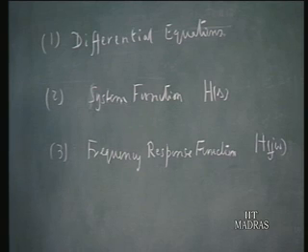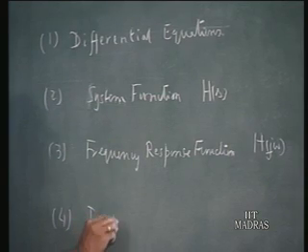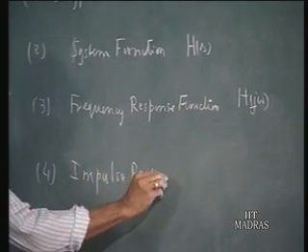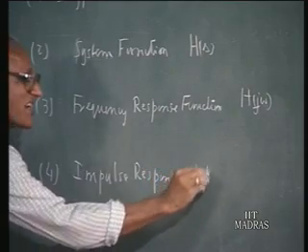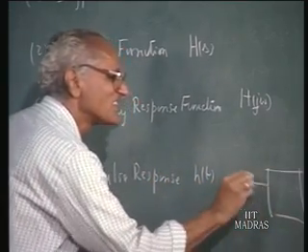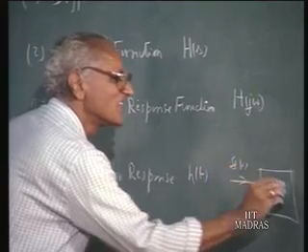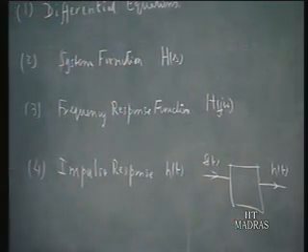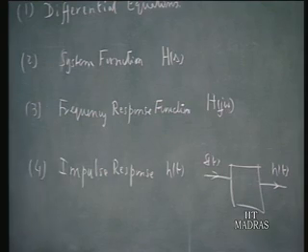There is also a fourth way of describing the system response. This is called the impulse response. So if you give an impulse to a system, the input is an impulse, the output we call the impulse response, unit impulse response, this h of t. This is an independent way of characterizing a system.